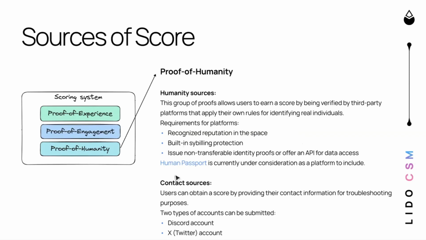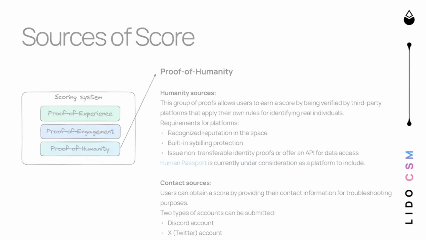to Ethereum addresses. And for now, I cannot say for sure, but there is a project that was previously called Gitcoin Passport, now called Human Passport, that we are currently considering to include as one of the sources for this humanity thing. And as well, providing information that can later be used to contact node operators can bring some scores in this proof of humanity category.